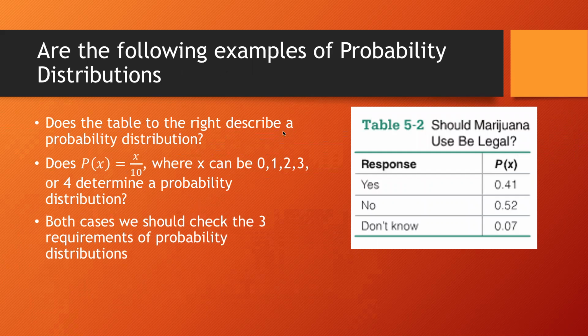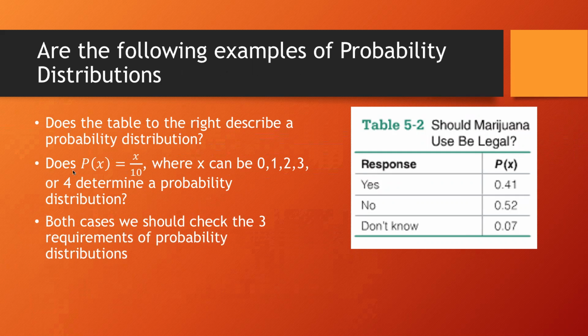Does the table on the right describe a probability distribution? Hopefully you heard my foreshadowing. I said yes, no, I don't know is not numerical. So this does not satisfy the first criteria. So therefore, this table would not be.